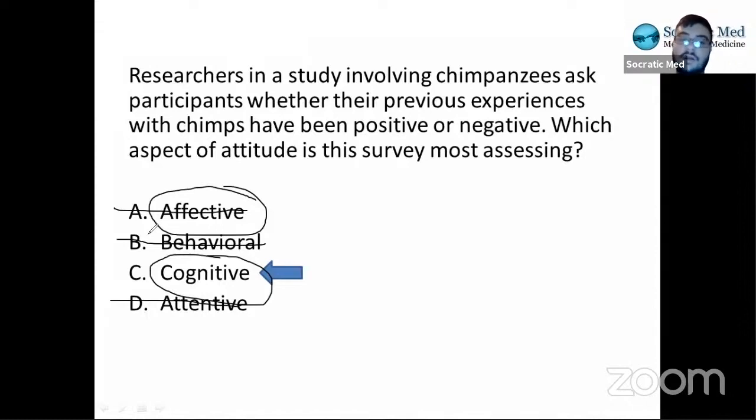Those are usually more cognitive, or sometimes they can be affective depending on what question they're asking, if they're talking more about emotions or logic. Okay, in this case, it's talking more about logic. So it would be C.